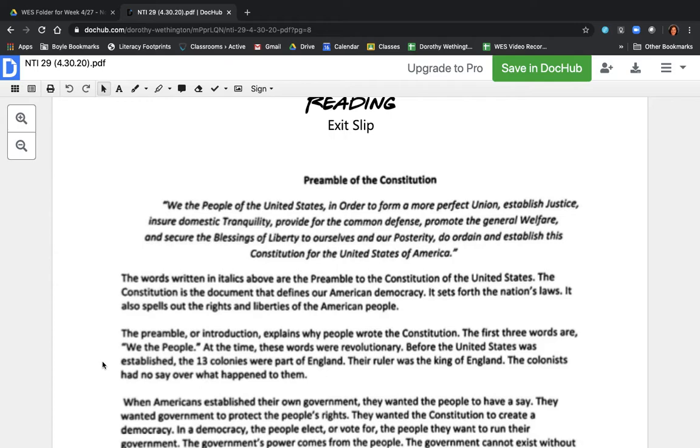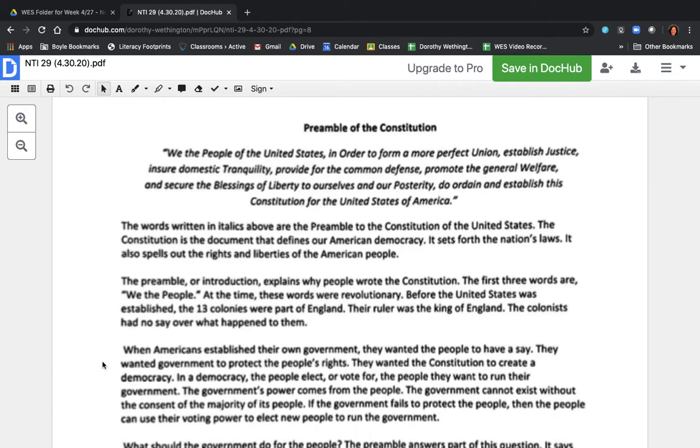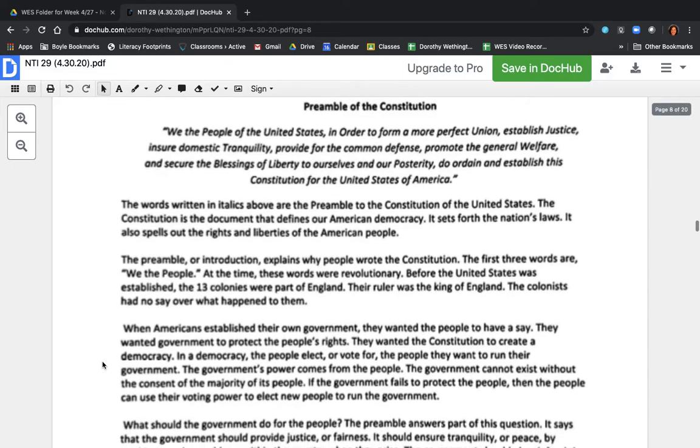Before the United States was established, the 13 colonies were part of England. The ruler was the King of England. The colonists had no say over what happened to them. When Americans established their own government, they wanted the people to have a say. They wanted government to protect the people's rights. They wanted the Constitution to create a democracy.